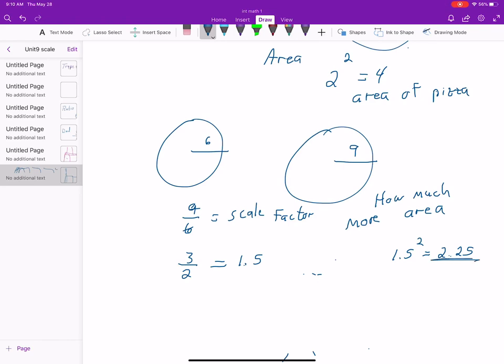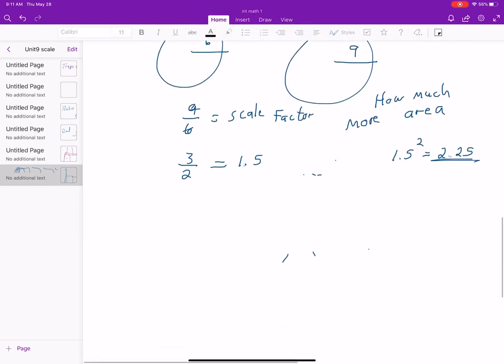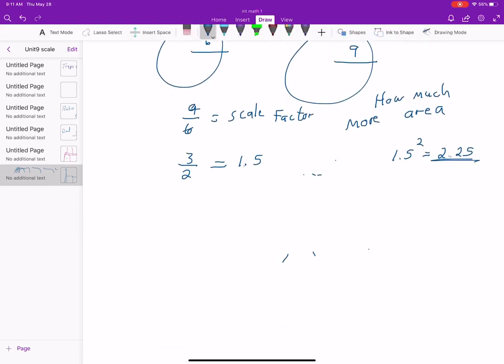That would give you 2.25 times more area. Now, with the pizzas, of course, when we're talking about a thickness, that's a little different. That's a volume deal. But when we're just talking about area, it's going to be whatever that scale factor is squared. Makes for a little interesting problem there. All right. Let's do one more little example.